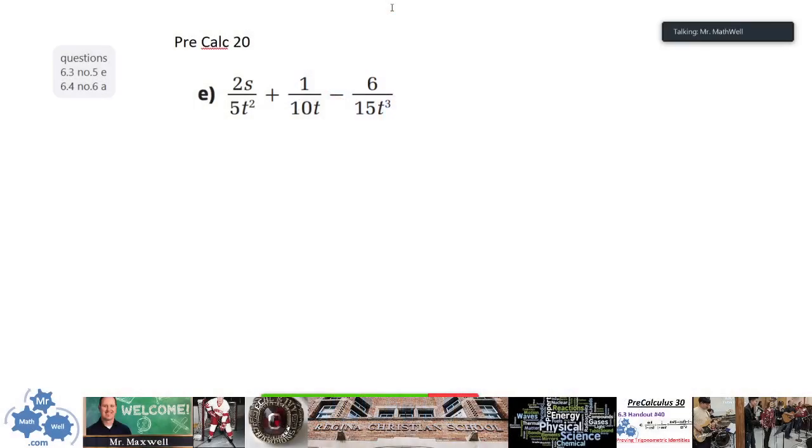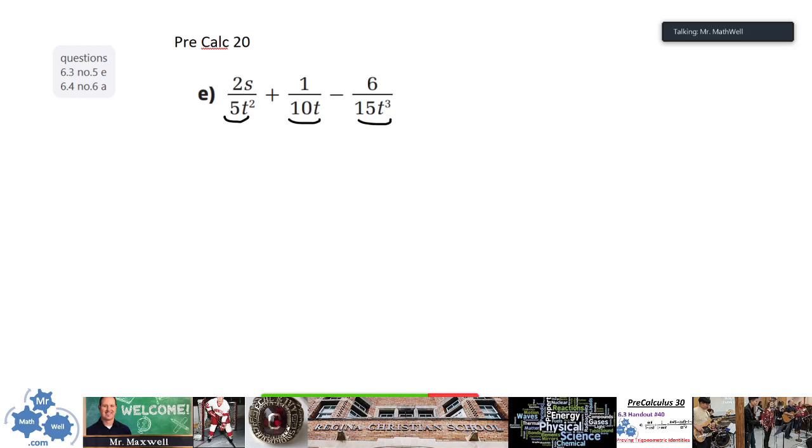Okay, so this one is 6.35e, and we're asked to simplify this, to add and subtract. What we need to take into account is the denominators. We need to make sure we have a common denominator, so what we're looking for is the lowest common multiple. Not the lowest common factor.